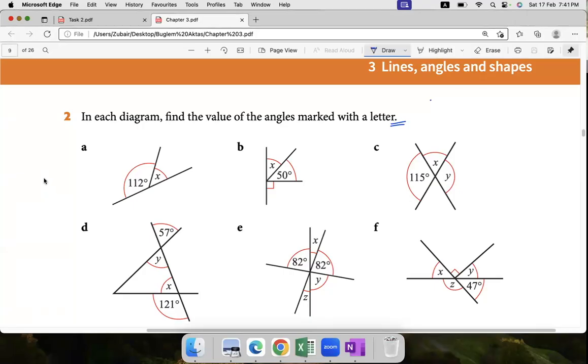So A would be 58. 180 minus 112 is, oh no, I did 122, sorry. That is 68. I did 122 accidentally. Okay, B part. How will you do that?